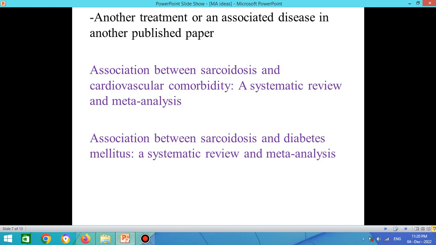Another treatment or an associated disease in another published paper, like this association between sarcoidosis and cardiovascular morbidity, systematic review and meta-analysis. Other researchers saw that previous researchers focused on the association between sarcoidosis and only cardiovascular morbidity. So why don't we study the association between sarcoidosis and diabetes mellitus? The same applies to another treatment.